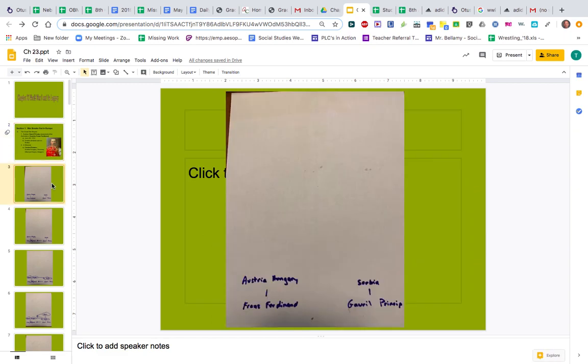So here we go. Now I understand you can't read my handwriting, but we've got Gavrilo Princip from Serbia. We've got Francis Ferdinand from Austria-Hungary right here.